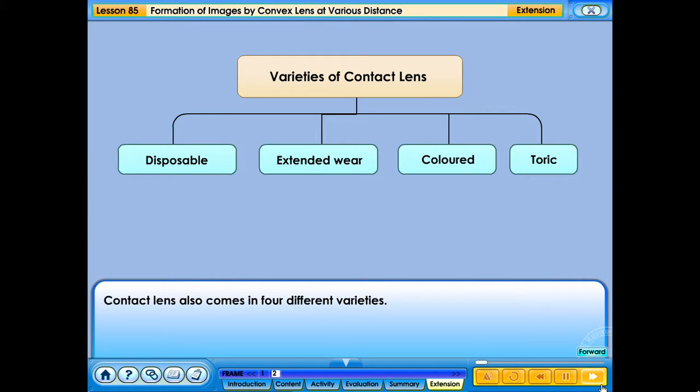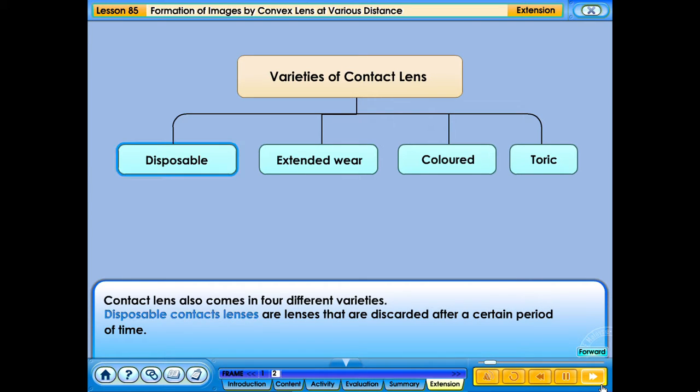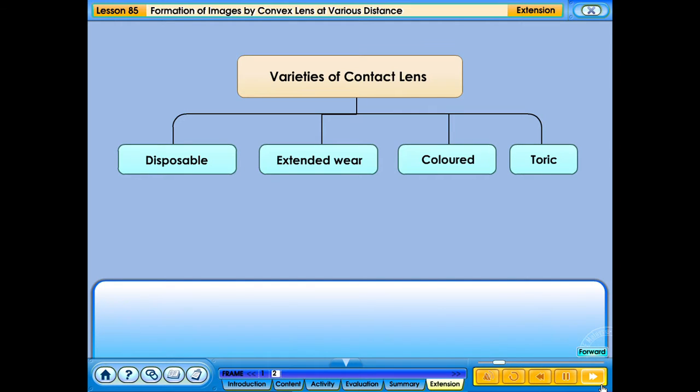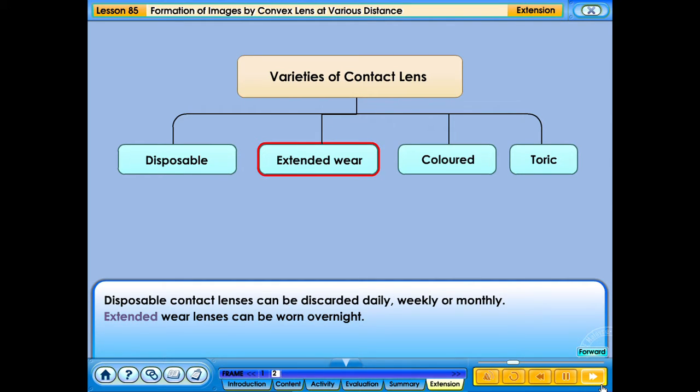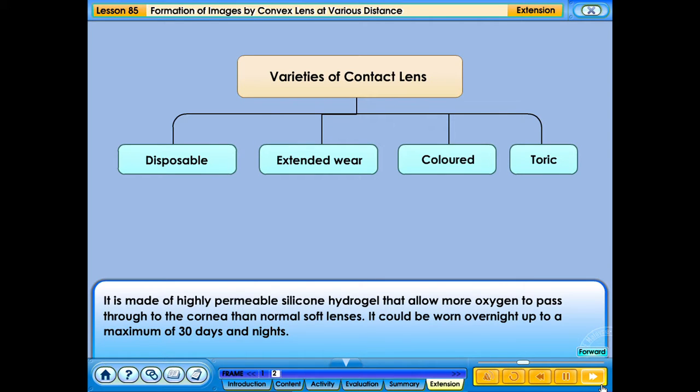Contact lenses also come in 4 different varieties. Disposable contact lenses are lenses that are discarded after a certain period of time. Disposable contact lenses can be discarded daily, weekly, or monthly. Extended wear lenses can be worn overnight. They are made of highly permeable silicon hydrogel that allows more oxygen to pass through to the cornea than normal soft lenses. They could be worn overnight up to a maximum of 30 days and nights.